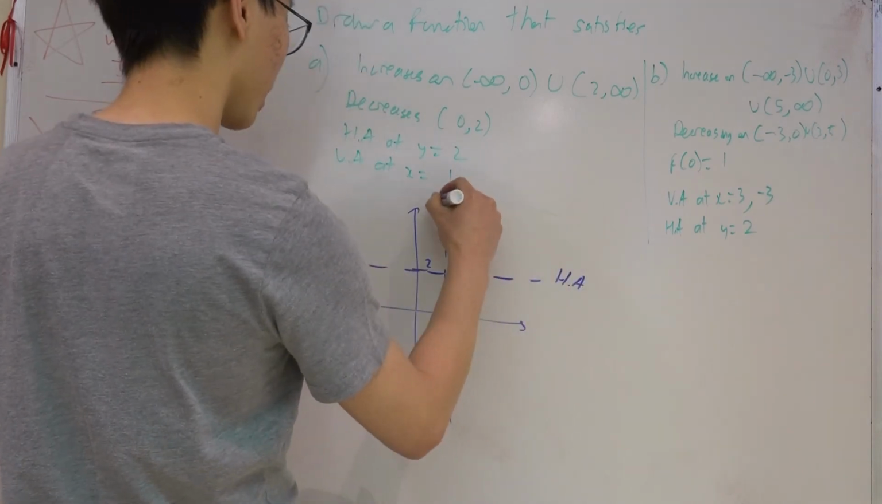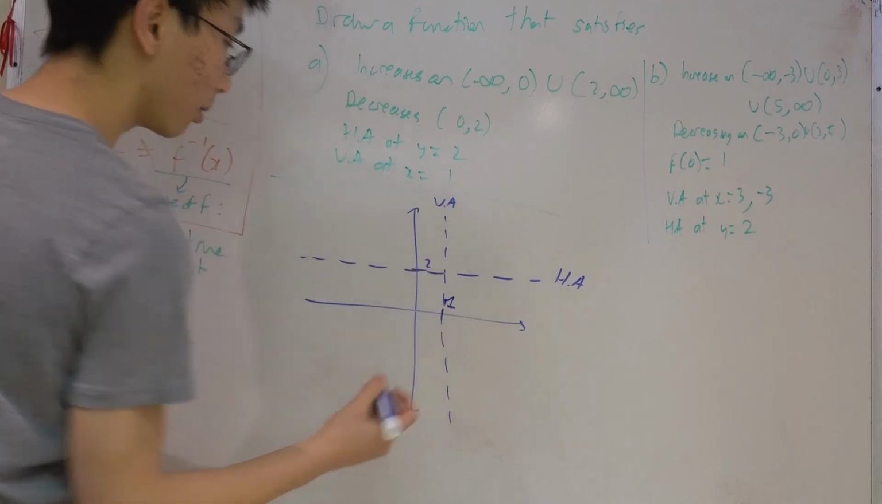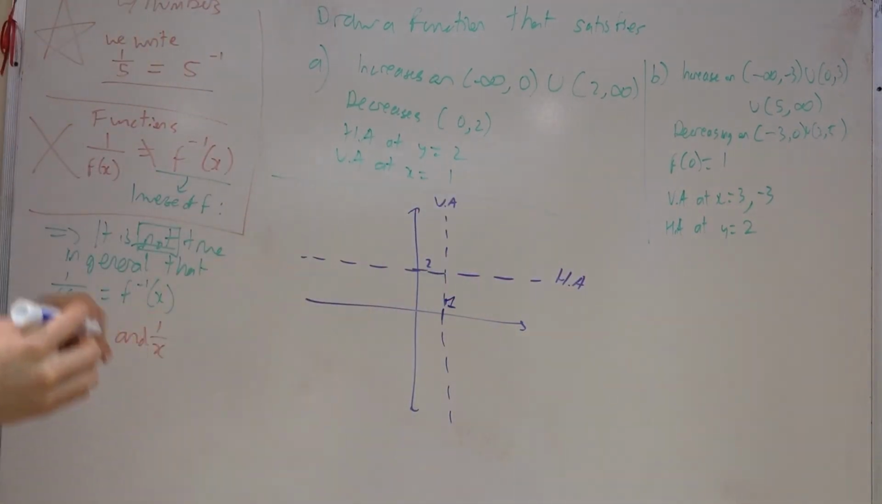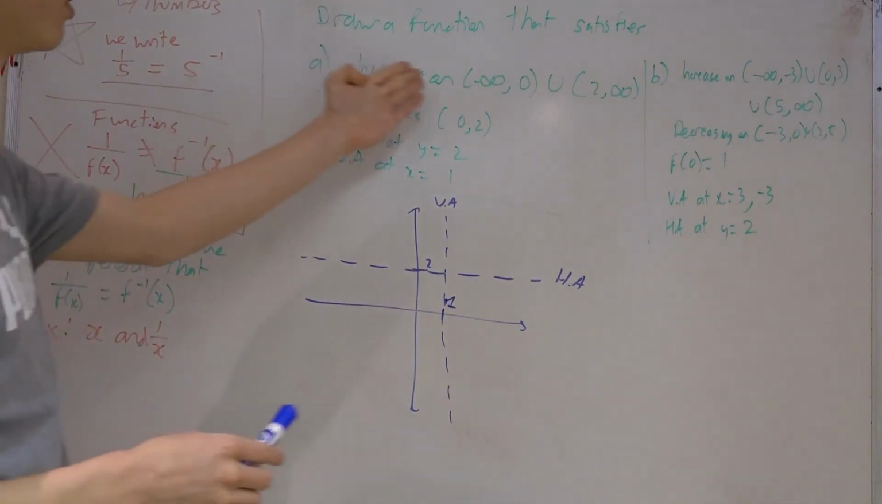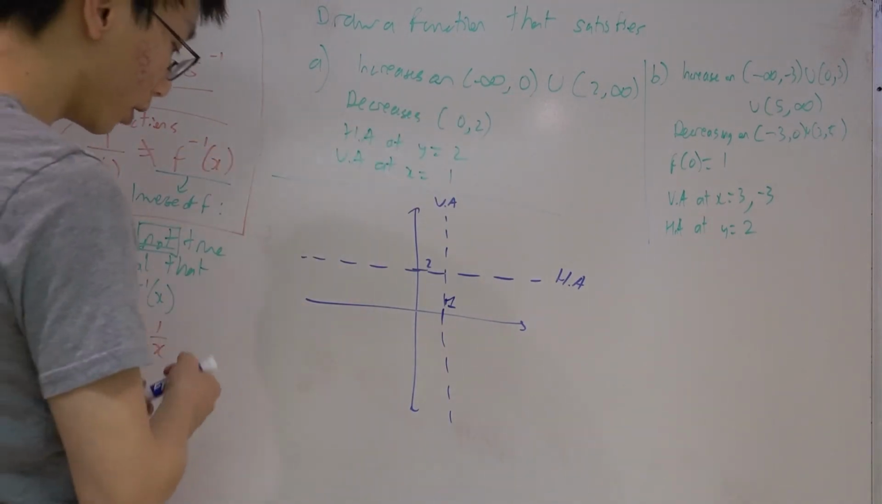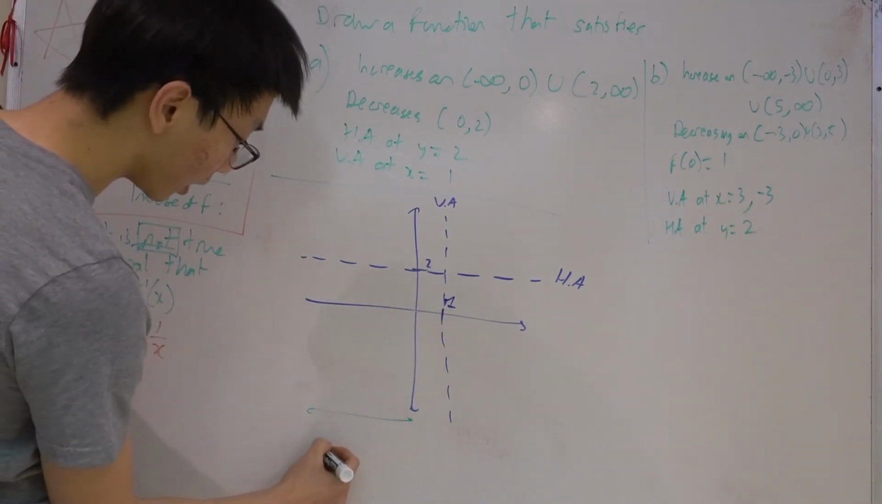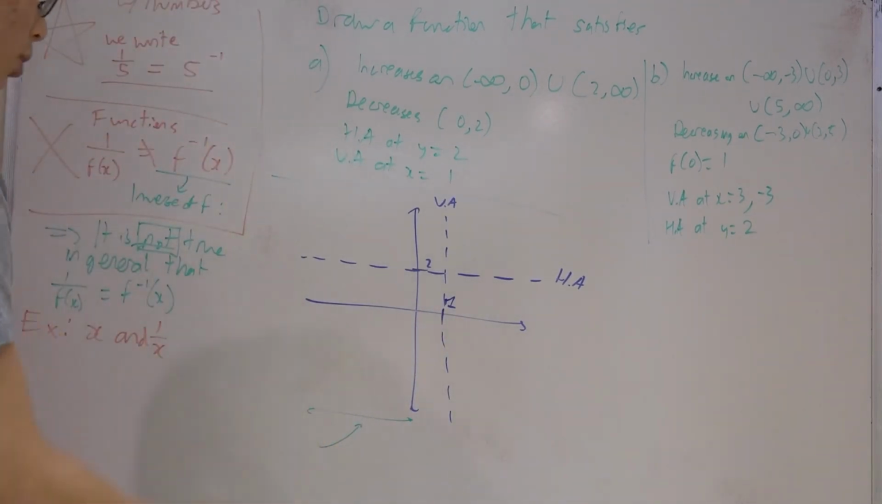So here's our horizontal asymptote, here's our vertical asymptote at x equals 1. Maybe I'll make that clearer. And y equals 2. Now we just want something that increases all the way up until 0. So let's see. I'm going to write, like from here to here, I want it to go up. I'm just going to draw the general direction.